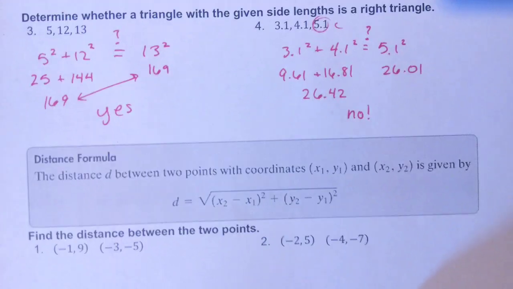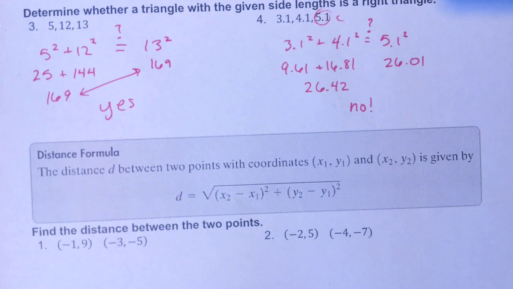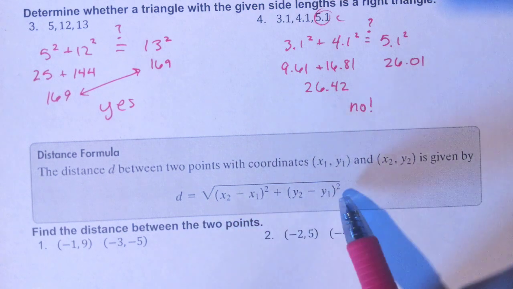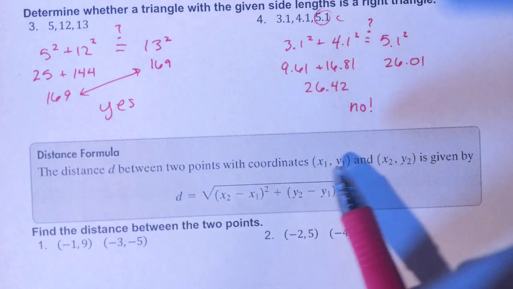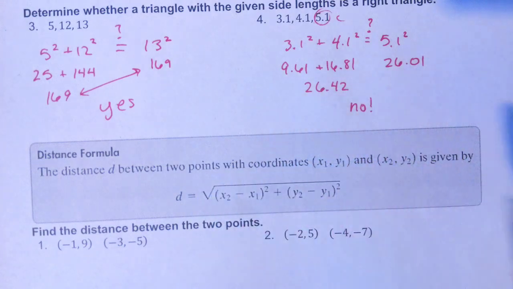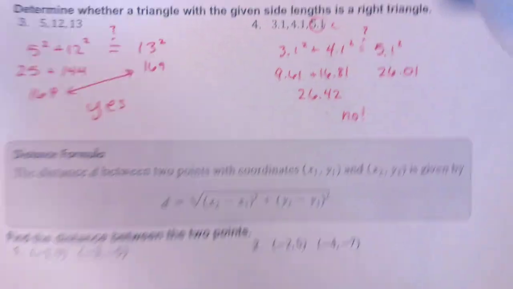The next one is the distance formula. This finds the distance between two coordinates on a coordinate plane. It looks difficult, but I promise you it's not. It's in here again because it has a radical in the formula. So it's very easy to apply.